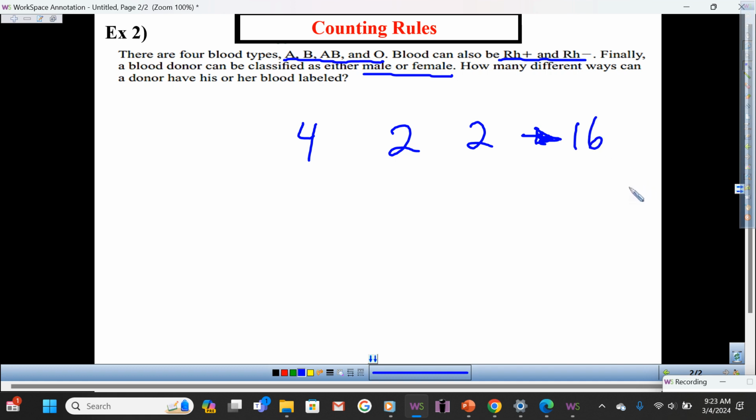That is correct. Copy that one, please, on your paper, and I'm going to show you the tree diagram in a little bit. And basically, all we're using is the fundamental counting rule. If you just want to write 4 blood types, A, B, AB, and O, then comma, RH plus, RH negative, and then at the end, male and female, that's fine.